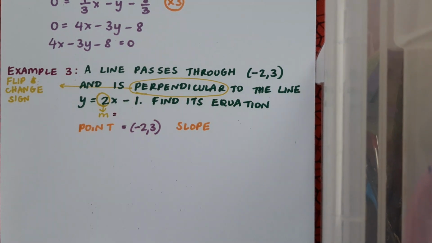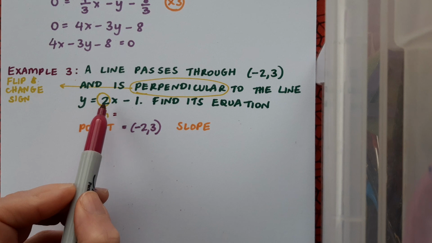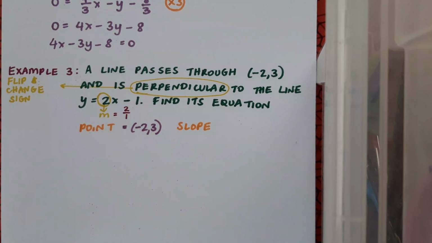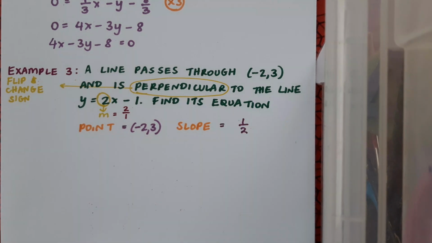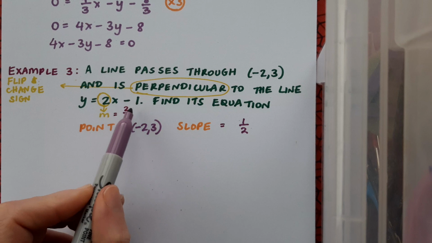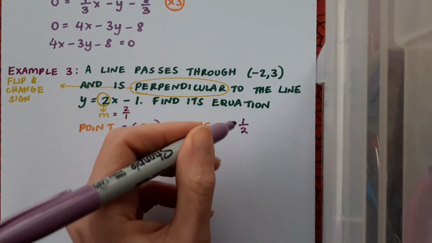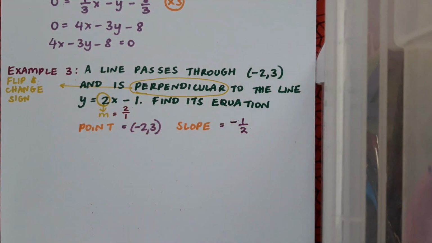And just before I do, let's note that I can write this slope 2 as 2 over 1. So the slope that I want to use then will be what I get when I flip this over. So I'm going to flip it over and make a half. And I must also change its sign. So this is a positive value, so I'm going to change it to a negative value. So my slope is minus 1 over 2.